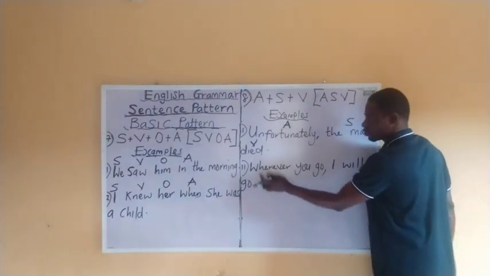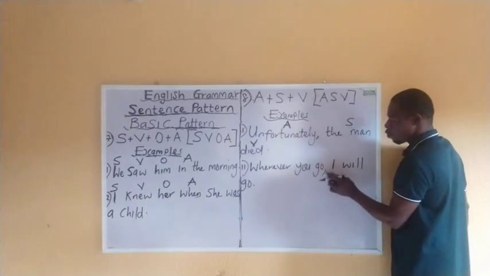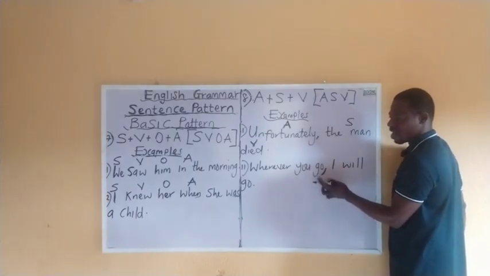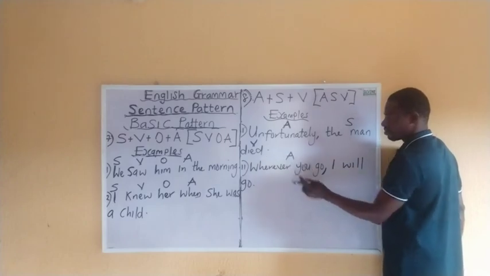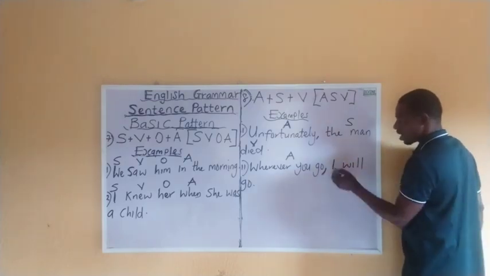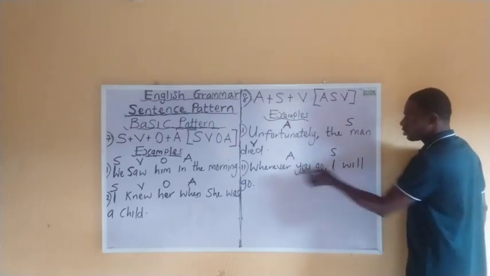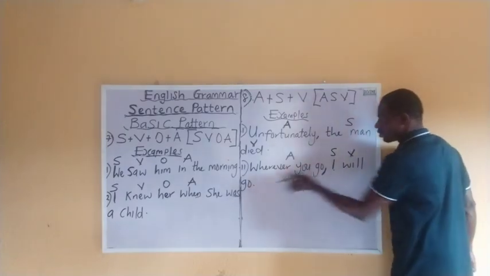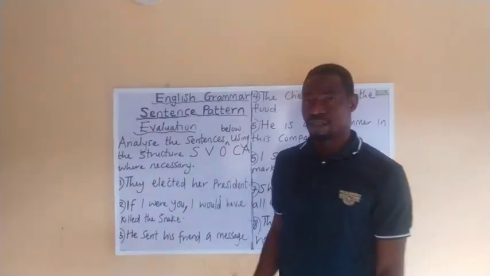Let's say 2. Number 2. Wherever you go. This is a clear example of adverbial clause of place. Wherever you go, adverbial clause of place. I will go. I is the subject. Will go is the verb.